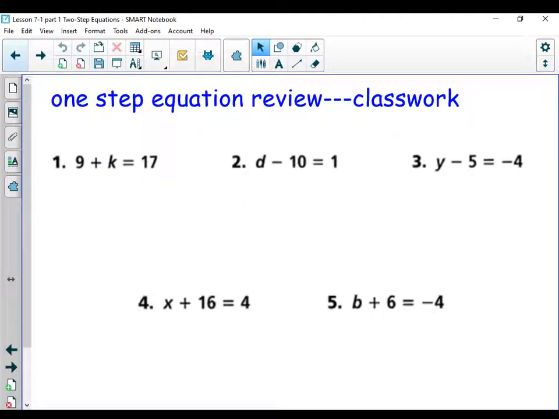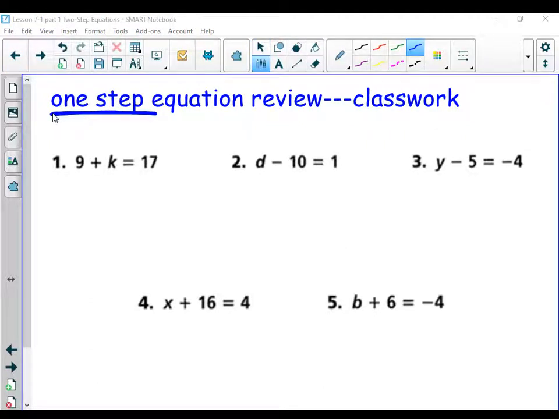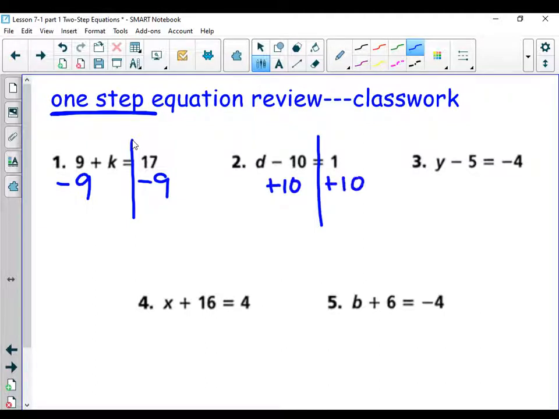We should probably back up to what a one-step equation is. One step is where you do one thing to both sides of the equal sign. So on this first one, my one thing would be minus 9 on both sides. In number 2, my one thing would be add 10 to both sides. In number 3, my one thing would be add 5 to both sides.